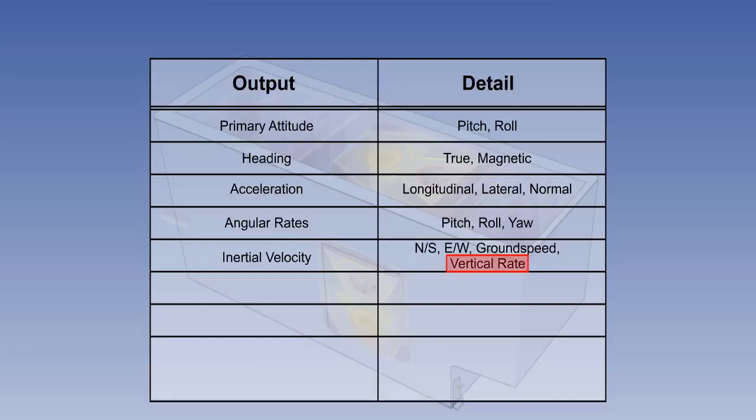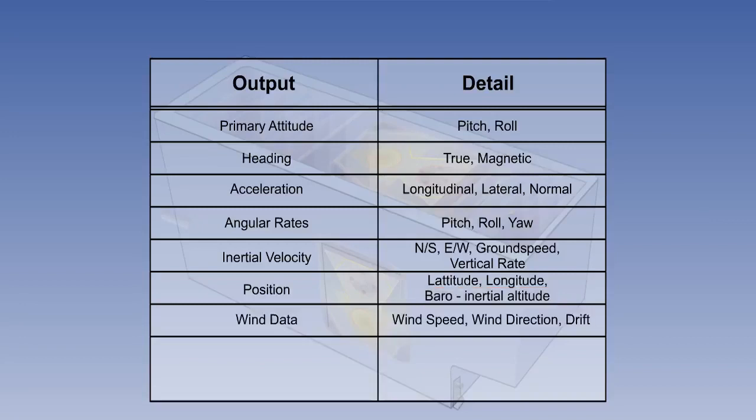However, it also gives baroinertial vertical rate. The IRS gives latitude and longitude position information, as the INS did. But it also gives a baroinertial altitude. It gives wind speed, wind direction and drift, as the INS did.